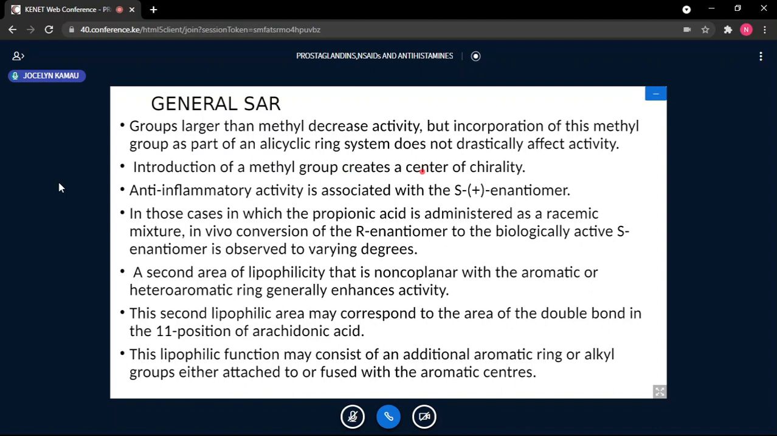Introduction of a methyl group creates a center of chirality. Anti-inflammatory activity is associated with the S enantiomer, of course, as I have said, for the propionic acid derivatives. In those cases, if the acid is administered as a racemic mixture, there is in vivo conversion from the R isomer to the biologically active S isomer.